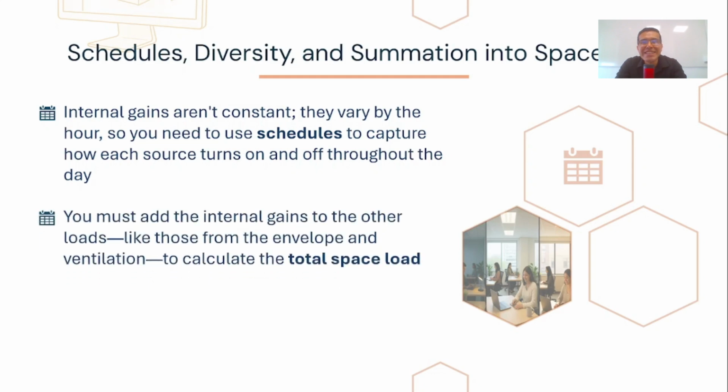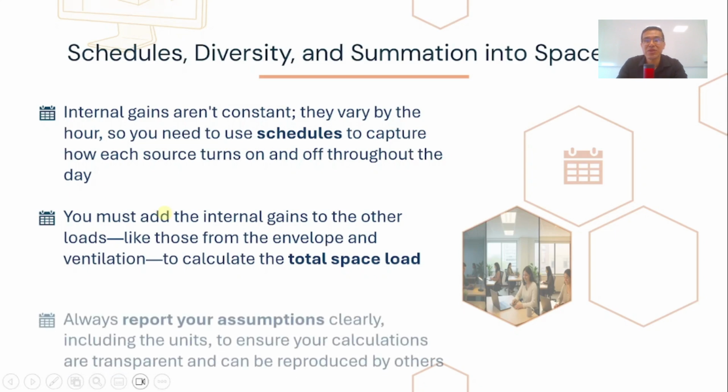Once you have your hourly gains for people, lighting, and equipment, you can add them to the other heat gains we've discussed, from the envelope, windows, and ventilation. This gives you that total space load. Remember to keep your sensible and latent gains separate. This is how you see exactly which type of heat is driving the load and why your model might predict a peak at a particular time of the day.